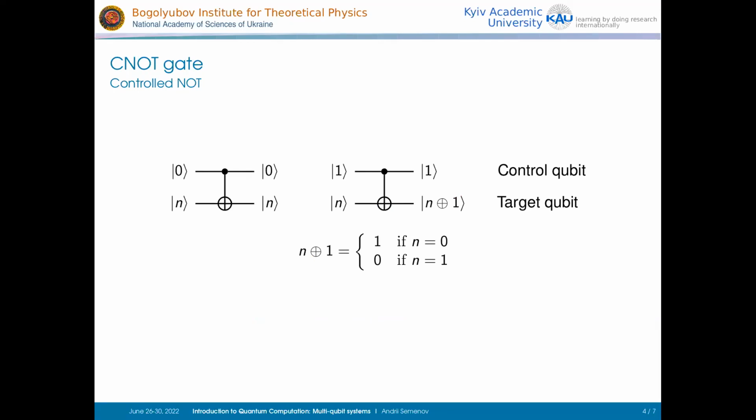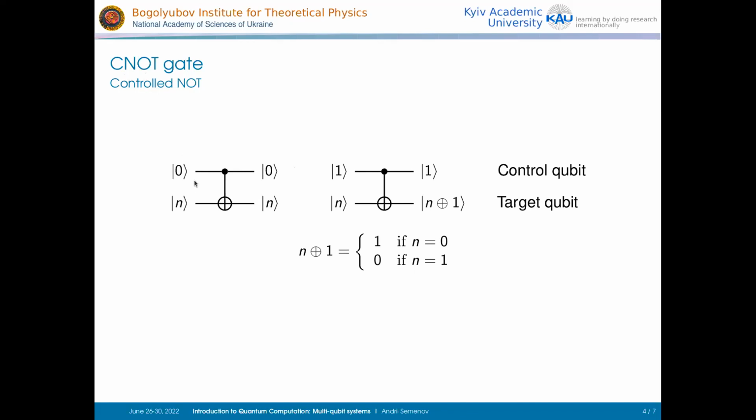And maybe the most famous logical gate is the so-called CNOT gate, the controlled NOT gate. I mean, from two-qubit gates. Okay, what is it and how does it work?